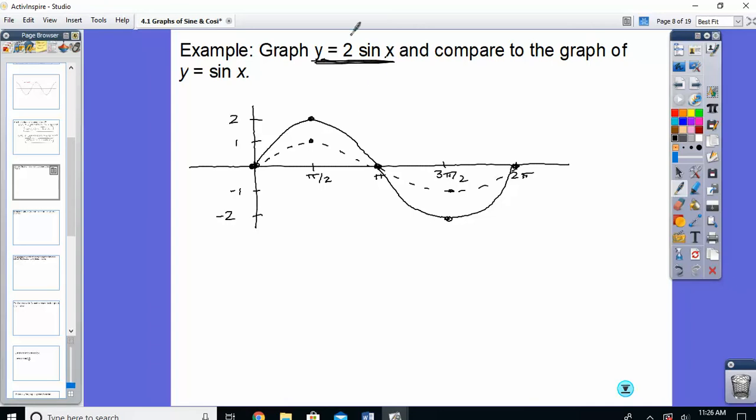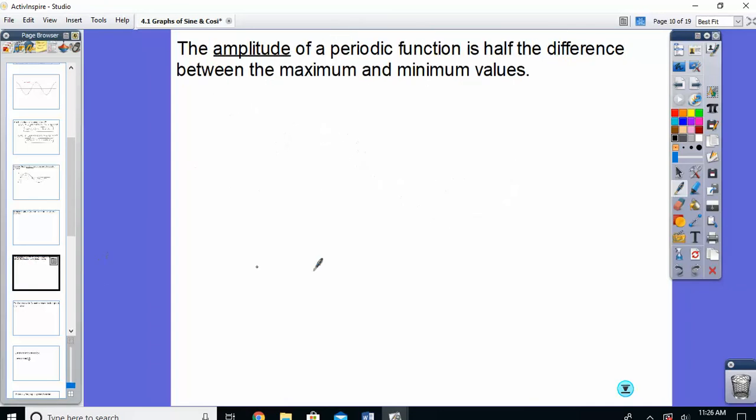What would happen if I put a 1/2 in front? It would shrink it, right? Okay, so what you want to write down, the amplitude of a periodic function. It's defined as half the distance between the maximum and minimum values. In other words, the graph we just had went from -2 to +2. So that's a distance of 4. Half of that is 2.